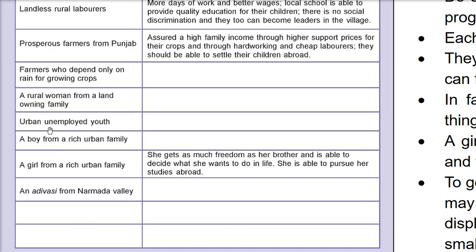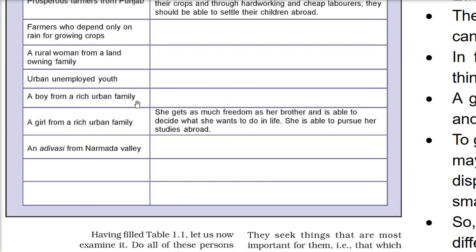Urban unemployed youth, a person who is living in a city or a town and is not employed, and he's young also. So the basic thing he wants is a job, a proper paying job according to the skills he possesses. Then a boy from a rich urban family. When a boy is rich, he wants to go to parties, he wants to go to places to have fun, means he wants a car, he wants to enjoy his life, and he wants money actually. And because he's from a rich urban family, he's not much worried about education.